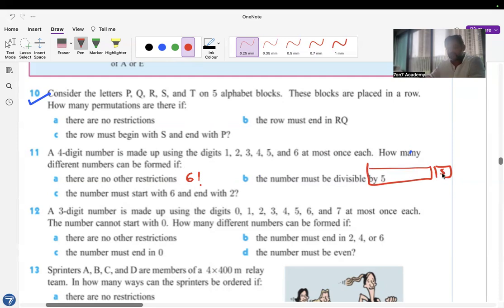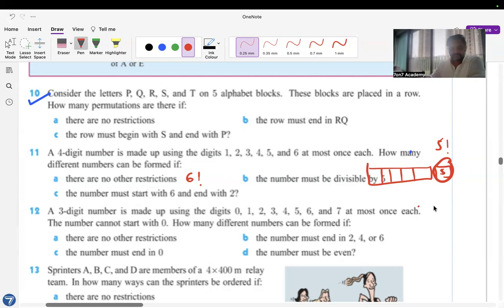So ending, meaning fixing 5, you don't have options for that. So only one way is around. The remaining 5 can be filled by 5 factorial. So the answer is 5 factorial. Not 5 factorial, sir. Why? There are 6 digits, 1, 2, 3, 4, 5, 6, and you have fixed 5. Remaining are 5.